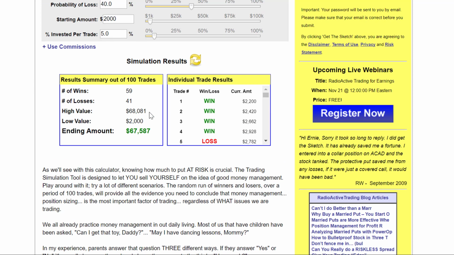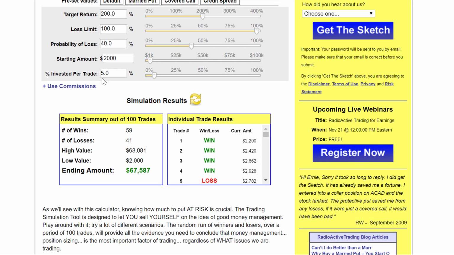So as you can see here, we started with $2,000. 5% of $2,000 is $100. So we're willing to lose $100 and we're willing to win $200. So the first trade was a win. Now it's $2,000 plus $200, and we do the same thing. So 5% of the new amount, and you know exactly what I mean here, right? So after 100 trades, okay, we get a total amount of $67,587. That's why it's very, very important to be consistent.